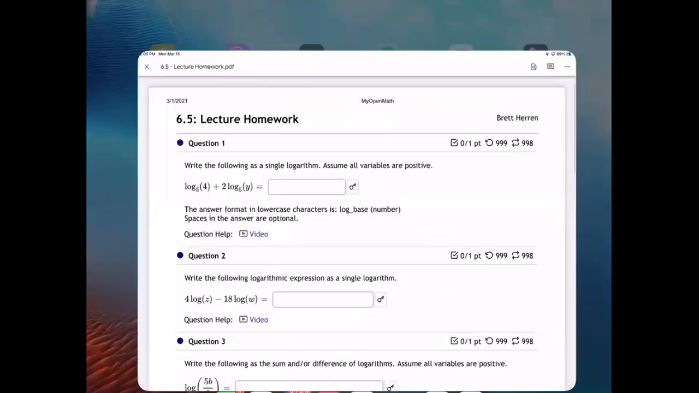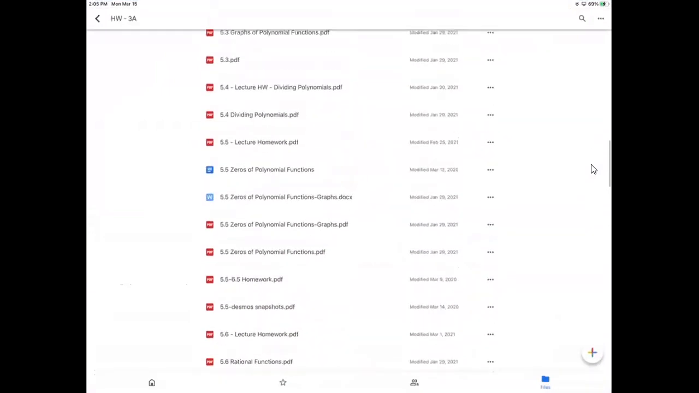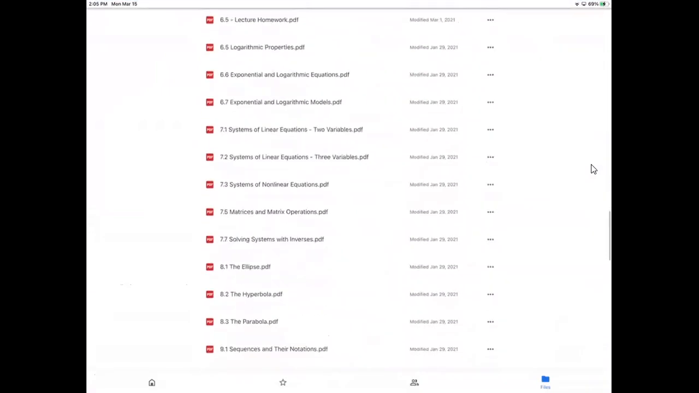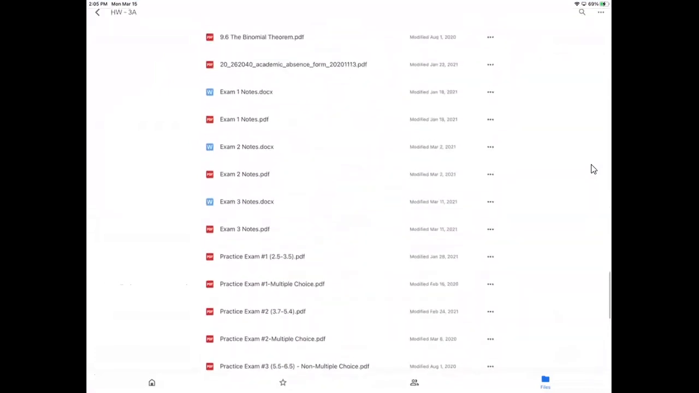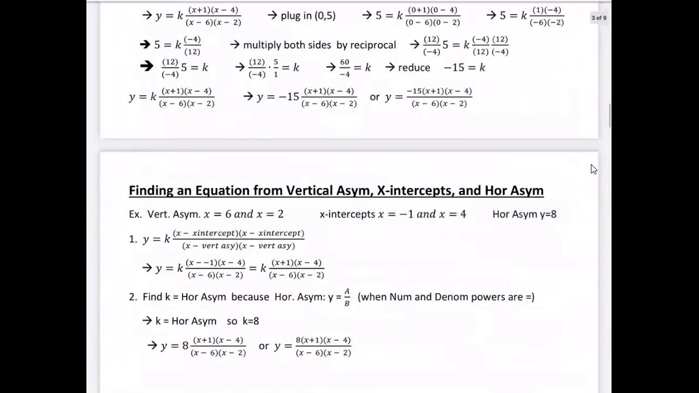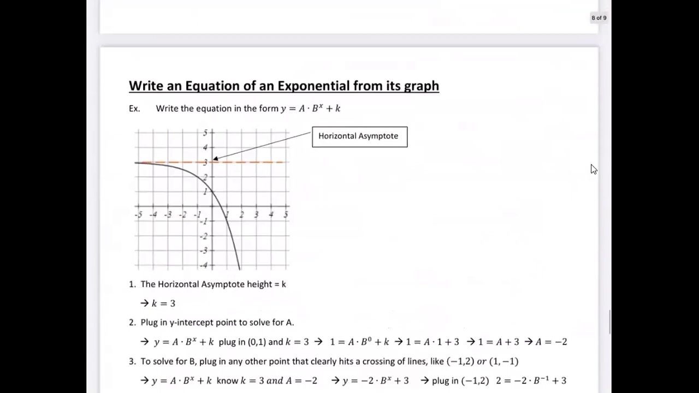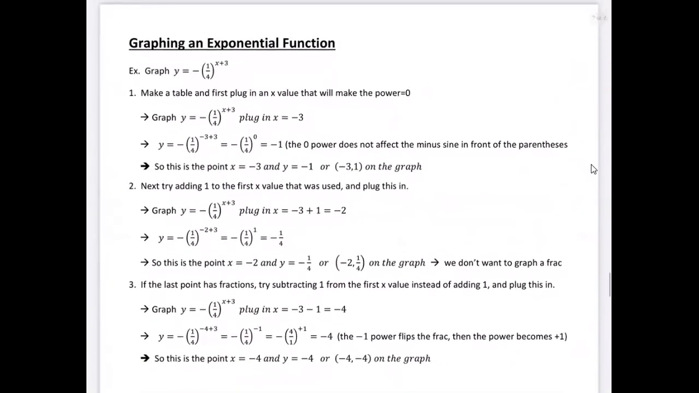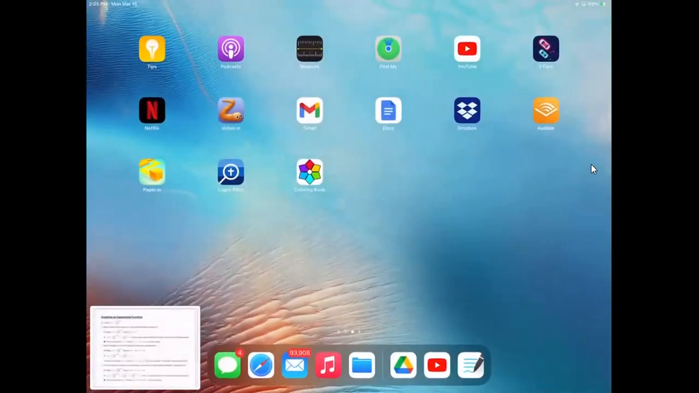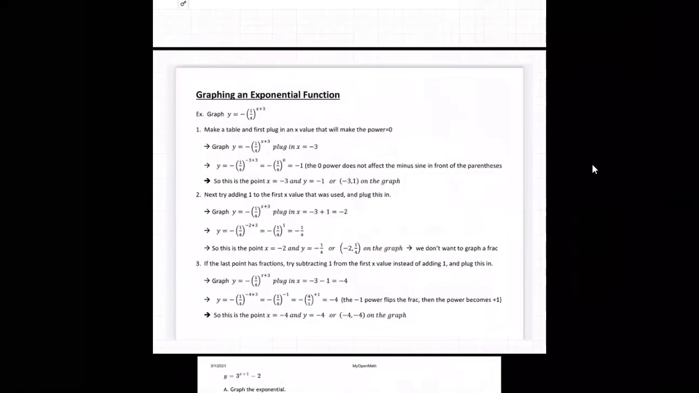Remember that for you right here. Let me grab the exam 3 notes and take a look at that. See if I can find that. So for graphing exponentials, where was it? There, graphing exponential. Plug in that makes the power 0. Yeah, so there it is right there. So let me add it in right here and paste it in so you can see it. There it is. So back when we graphed exponentials, make a table and first plug in an x value that will make the power 0, right?